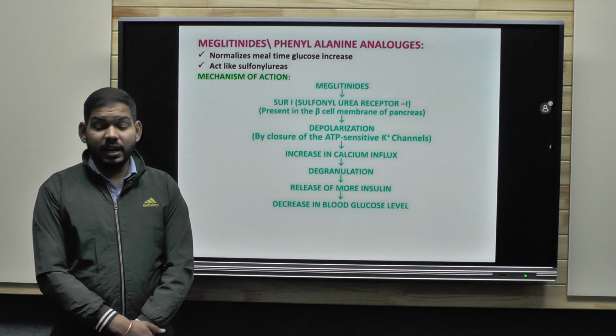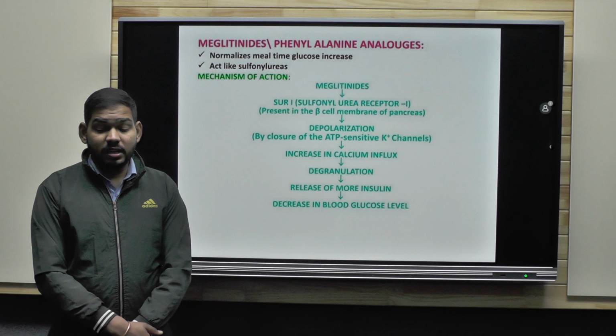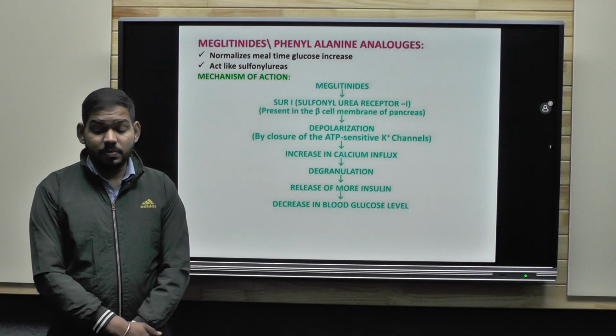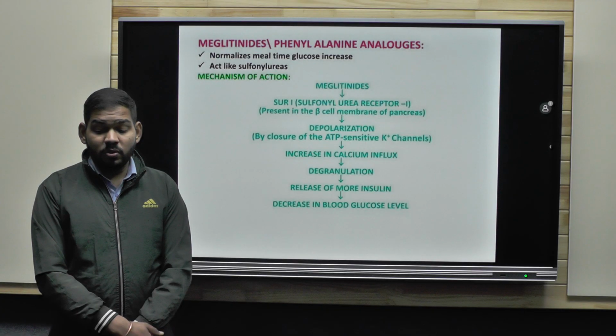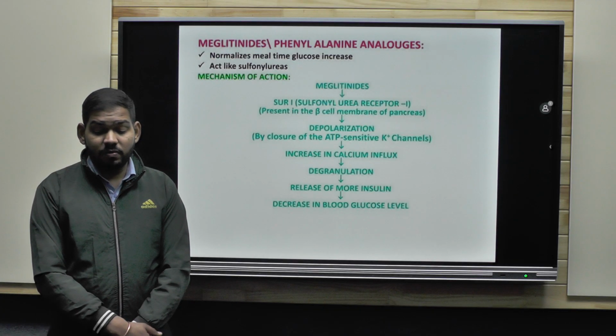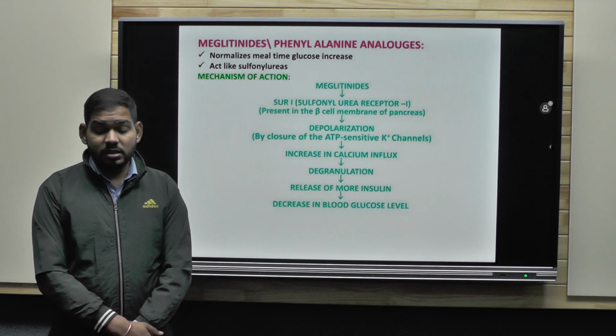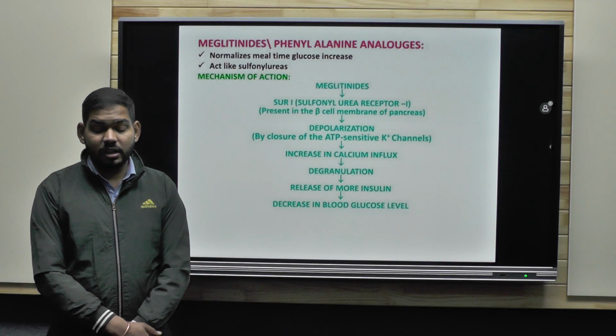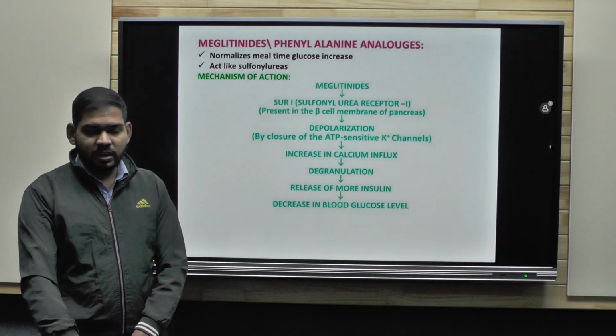Other drug is phenylalanine analogs. Normally mealtime glucose increases. Acts like sulfonylurea. What is the mechanism? The mechanism is repaglinide acts on the sulfonylurea receptor 1, which is present in the beta cell membrane of pancreas. It depolarizes the ATP sensitive potassium channel, which increases the calcium influx and results in degranulation of the cell, which results in the increased secretion of more insulin. This increased secretion of insulin results in decreased blood glucose level.